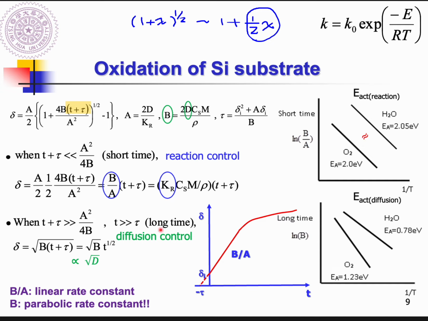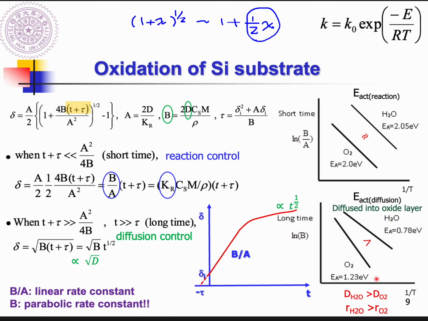But when we move to the longer reaction time, it's diffusion control, and I perform the same idea. Then after fitting, I got an activation energy that is smaller than that in the dry method. So this implies that the water vapor can diffuse faster in the oxide layer compared to the oxygen. So diffusing through the oxide layer, water vapor will diffuse faster in the oxide layer.